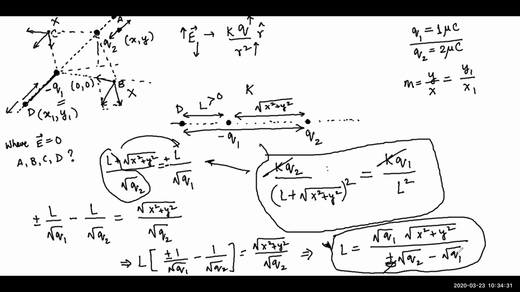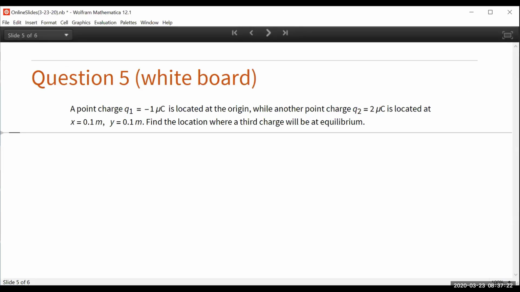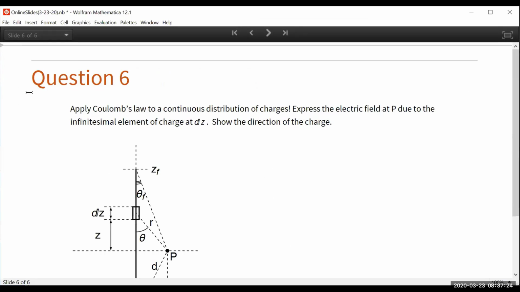Remember, Q1, Q2, and X and Y are all given to us. In fact, in our problem, I think X is given as 0.1 meter and Y is also given as 0.1 meter. These values are probably different for each of your problems. Well, given these values, we can work out L. So we'll move on and we'll ask one more question.